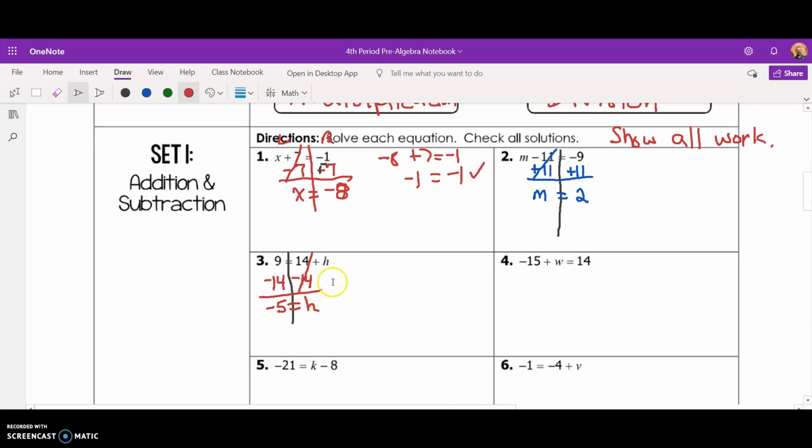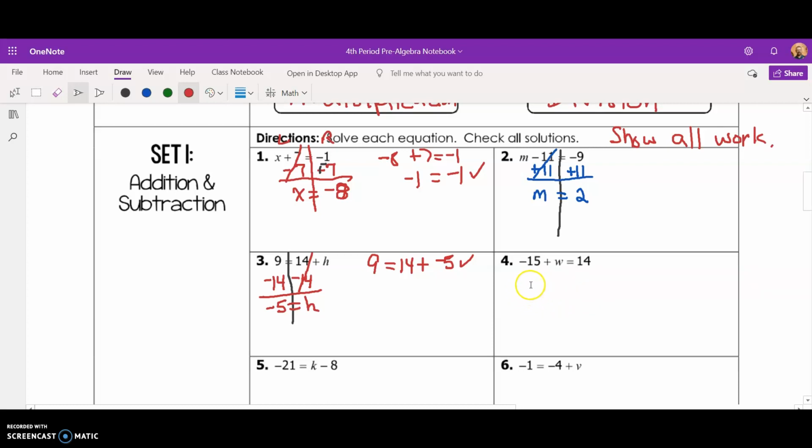Okay. Now, if we plug that in over here, does 9 equal 14 plus negative 5? And yes, it does. So our solution is, in fact, negative 5. All right. Let's take a look at number 4.